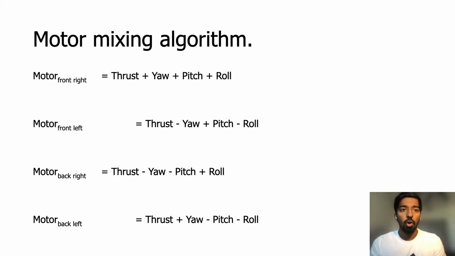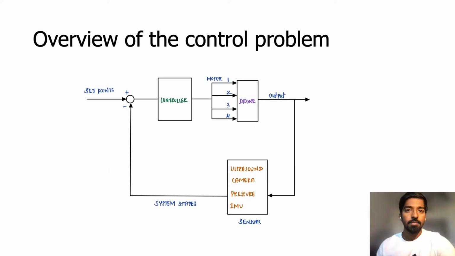Okay, this is the motor mixing algorithm here. In order for the drone to hover, we need to give some thrust. For thrust, we give all 4 thrust commands to all 4 motors. For rolling, we need to increase or decrease the left and right pair. For pitching, we need to increase or decrease the front and back pair. And for yaw, we need to increase or decrease the diagonal pair.